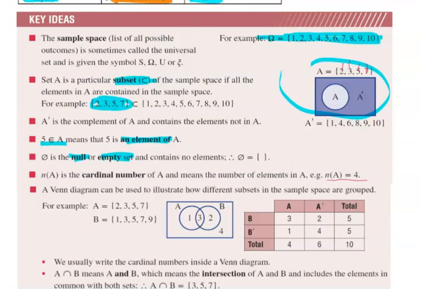A Venn diagram can be used to illustrate how the different subsets in the sample space are grouped. So if A contains the numbers 2, 3, 5, and 7, B contains the numbers 1, 3, 5, 7, and 9. So which numbers are in both A and B? We've got 3, 5, and 7. So there are 3 of those. So that's that number there.